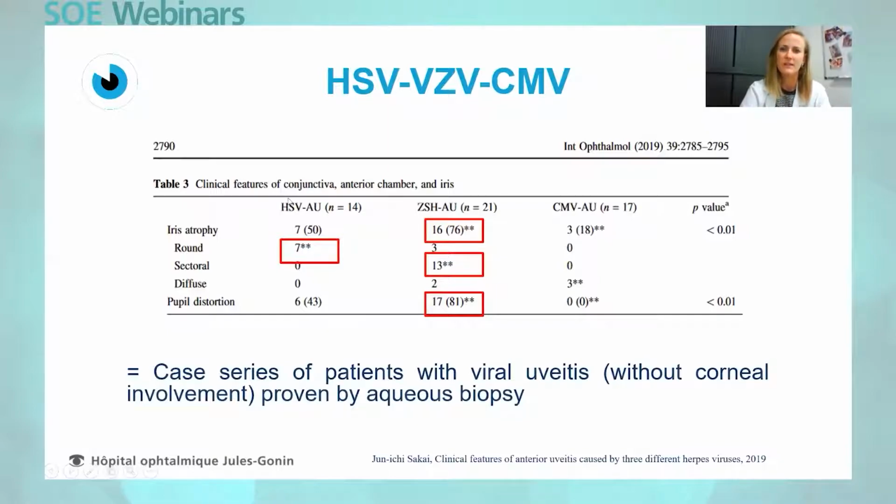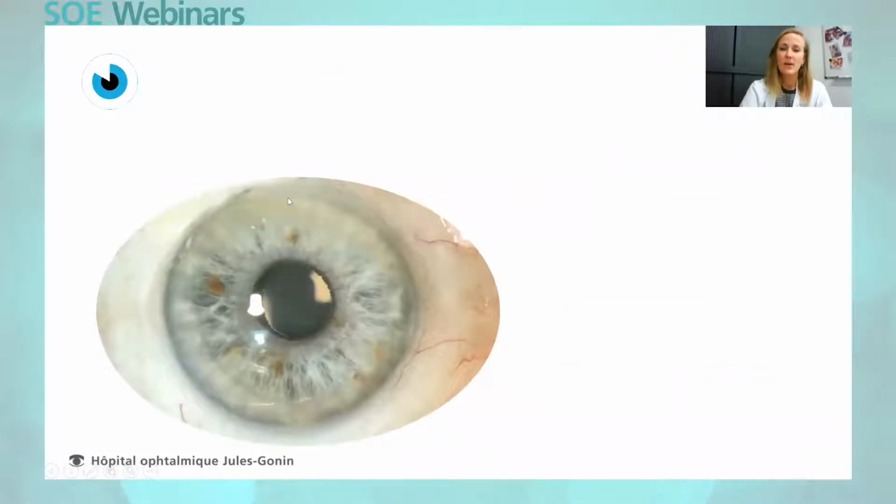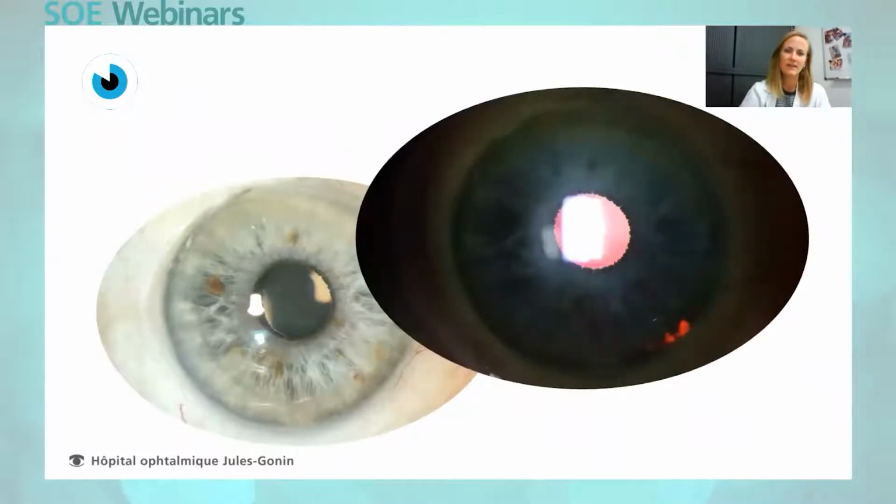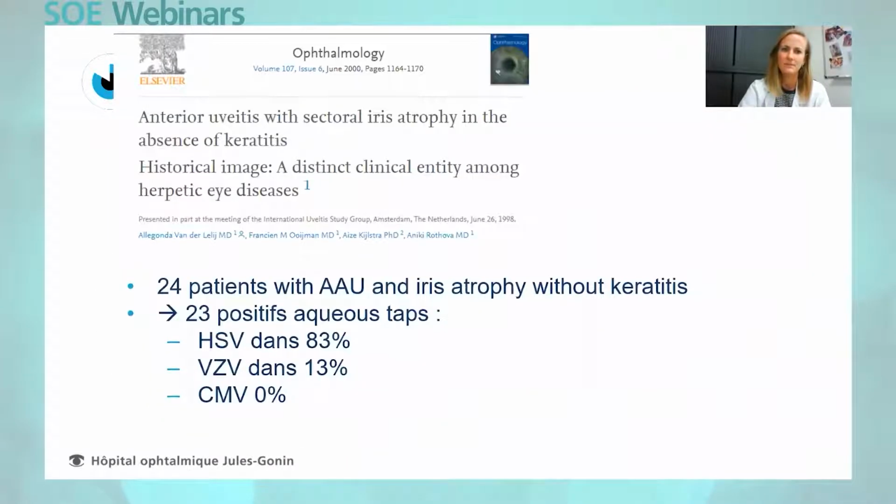In this series of proven viral uveitis without corneal involvement, the iris atrophy was even more frequent, almost 3/4 of the uveitis. So it can be obvious, like in the second picture of our patient, or it can be very subtle, like in this patient. But you really have to look specifically for iris involvement when you're confronted with anterior uveitis.